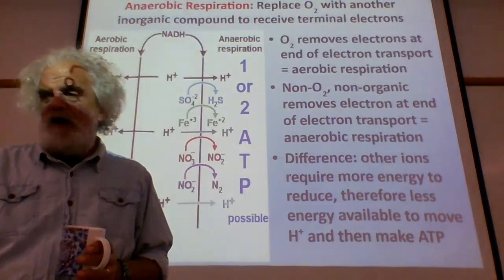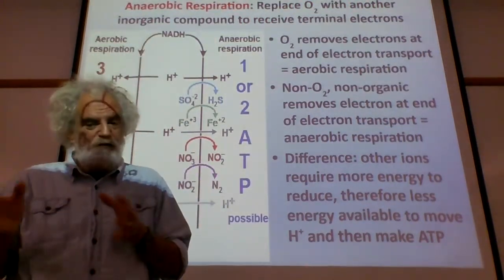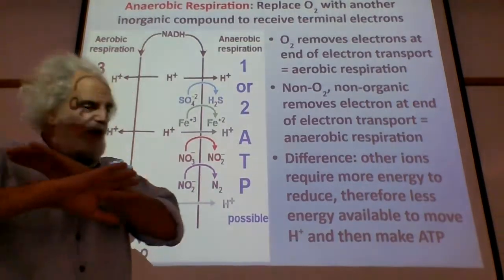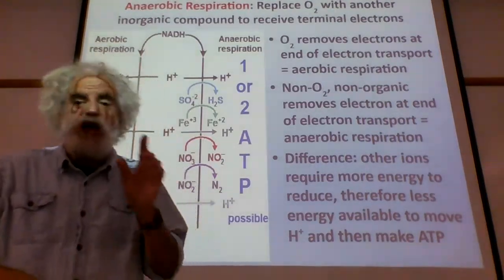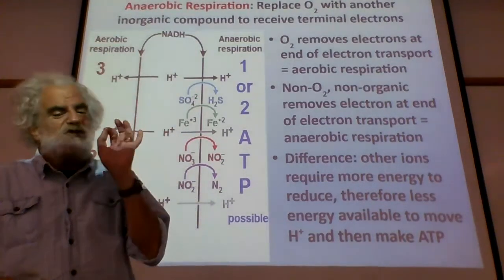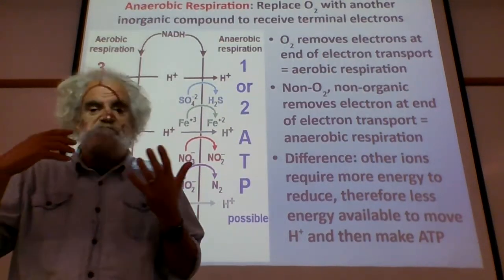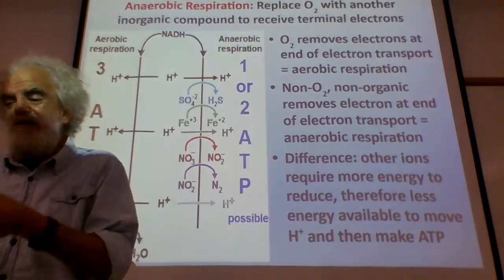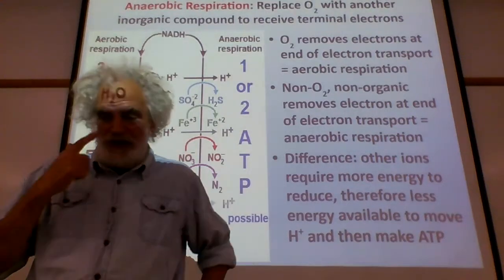All right. So now, this is the idea of anaerobic respiration, where we're going to carry out everything the exact same way: glycolysis, Krebs cycle, electron transport. The only difference is instead of using oxygen as the final electron acceptor, we're going to use something like a sulfate molecule, or an iron molecule, or a nitrate molecule, or an NO2 molecule.